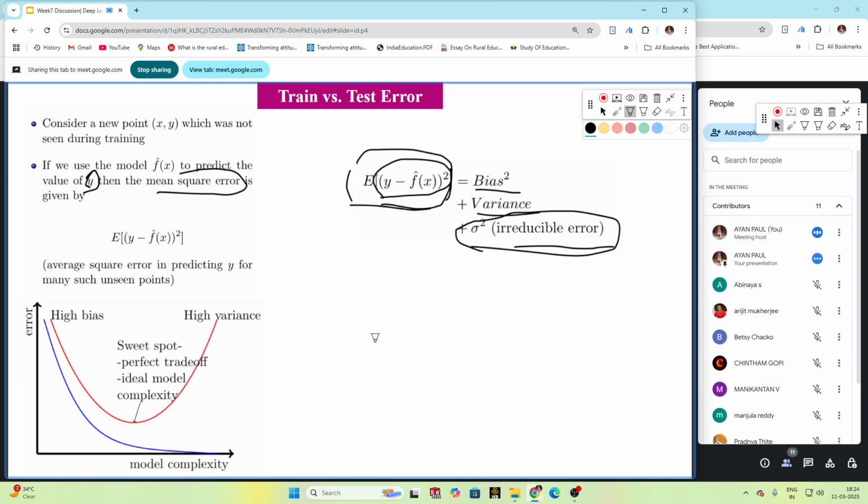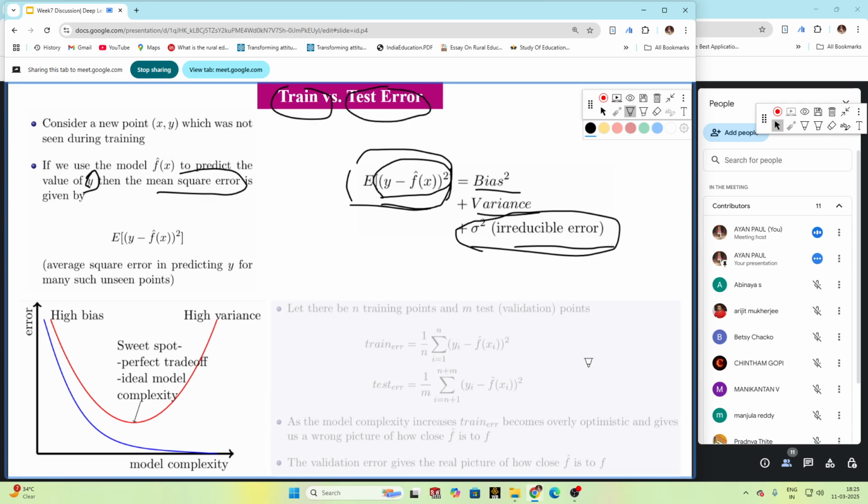Now we have two kinds of error: one is the train error and one is the test error. Now what is the train error and what is the test error?